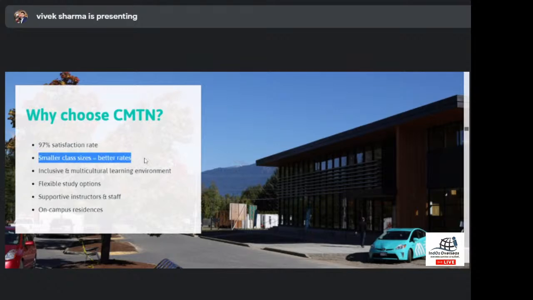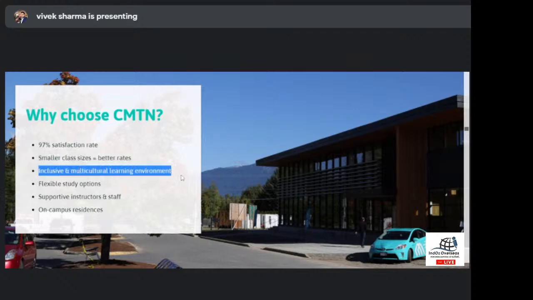The average class size at Coast Mountain College is between 15 to 35 students only, which gives students an opportunity to get better interaction with their instructors and professors. Inclusive and multicultural learning environment. As I told you, we serve more than 34 communities here, so a multicultural learning environment is also there.